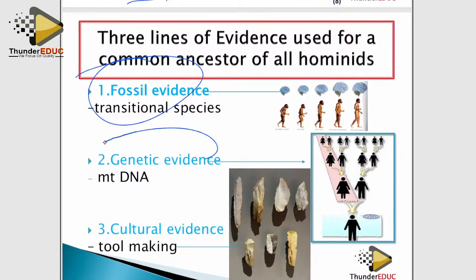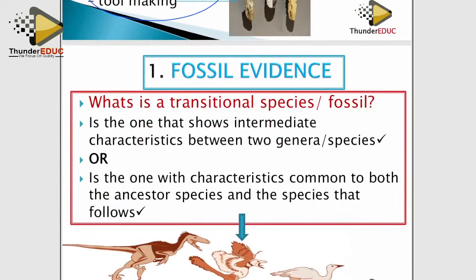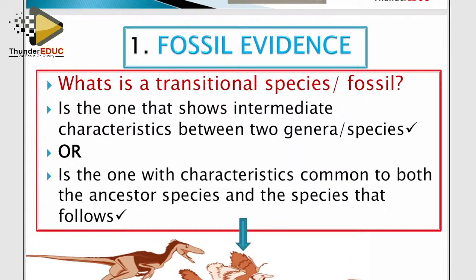Evidences. We have fossil evidence, genetic evidence, and cultural evidence. Guys, when they say evidences, you say fossil evidence, genetic evidence, not just mitochondrial DNA. Mitochondrial DNA is an example of genetic evidence. Cultural evidence, use of tools is an example of cultural evidence. Fossil evidence.